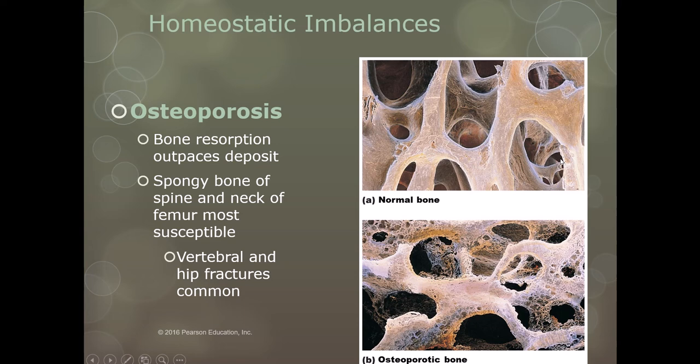So here you can see osteoporosis. You can see this is a nice micrograph of nice normal healthy bone. And you can see here we have an osteoporotic bone. It is just Swiss cheese, basically. The head of the femur, the neck of the femur really, it is one of the most susceptible places to osteoporosis. That's why vertebral fractures and hip fractures are very common in people who have osteoporosis.